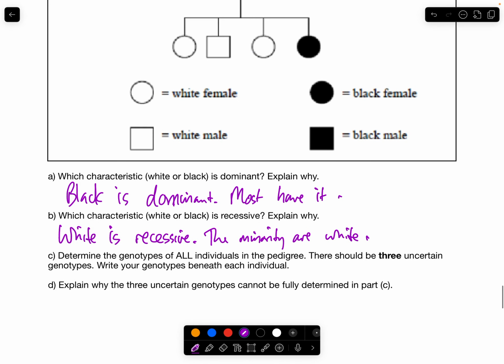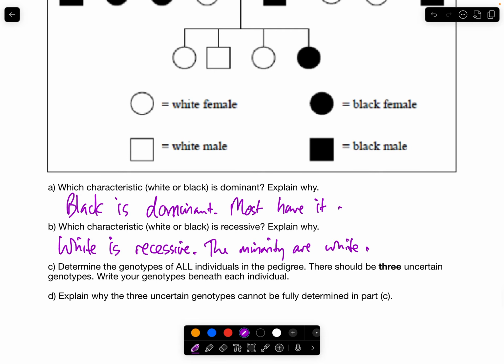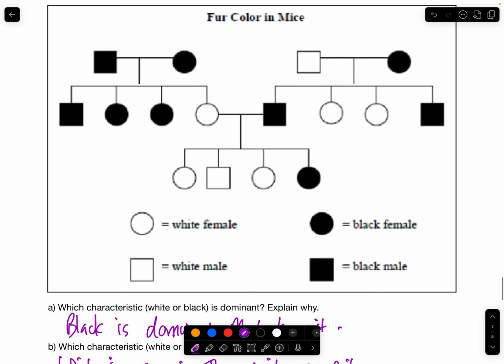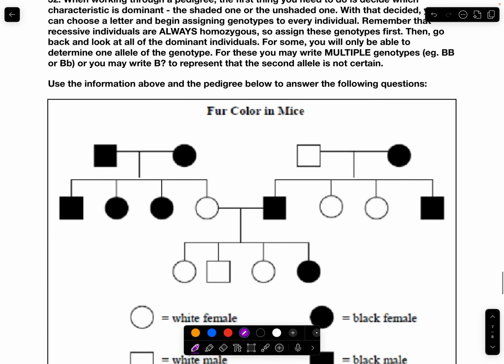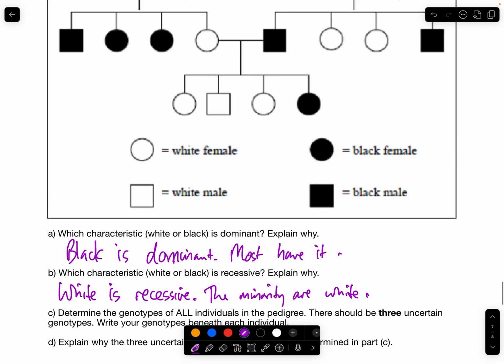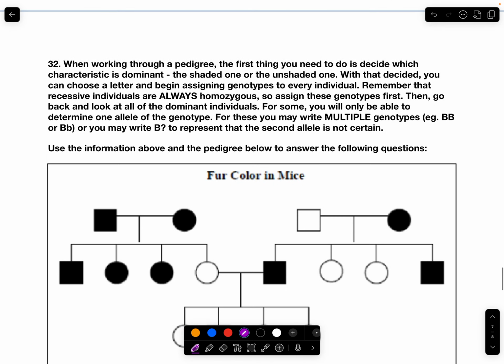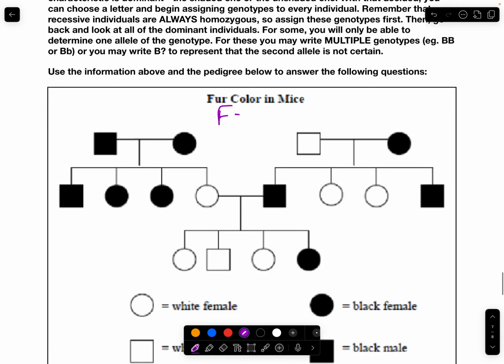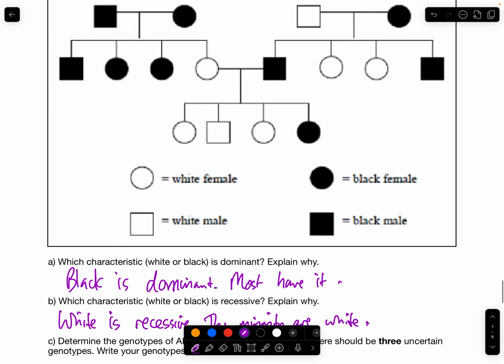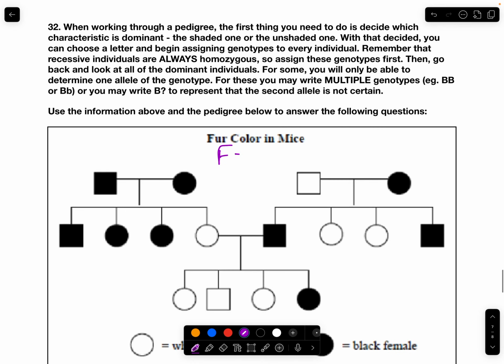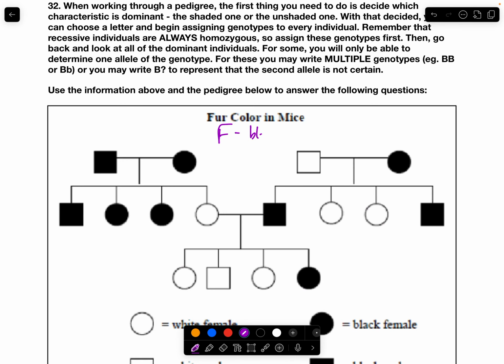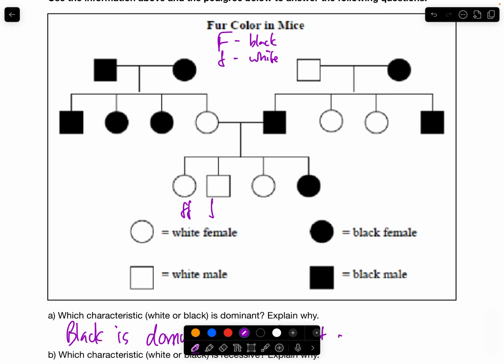Determine the genotypes of all individuals in the pedigree. There should be 3 uncertain genotypes. Write your genotypes beneath each individual. So start off with recessive. What letters are we going to use? Let's go for capital F, black, small f, white. So if they're white, they're small f, small f.